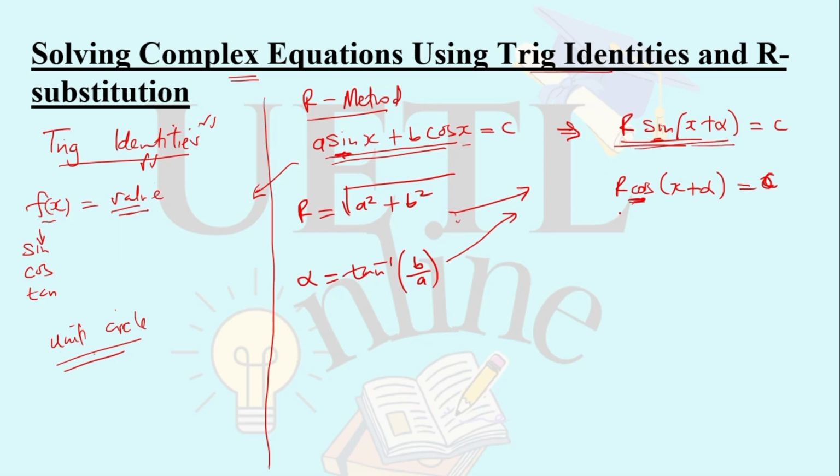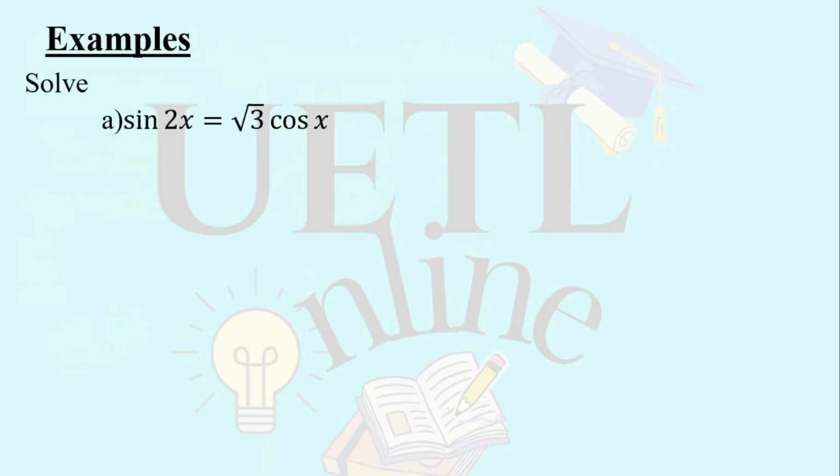Okay, so let's go into our example where I'm going to show you how we use sine and how we use cos, and how we work out this one to get your answer. This is our first example. It says solve a sine 2x equals root 3 cos x. We're going to be using trig identities here to make sure we solve it.